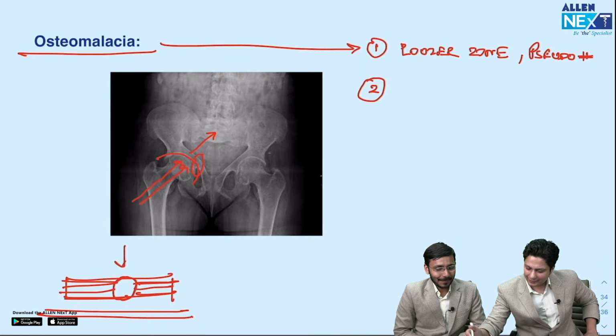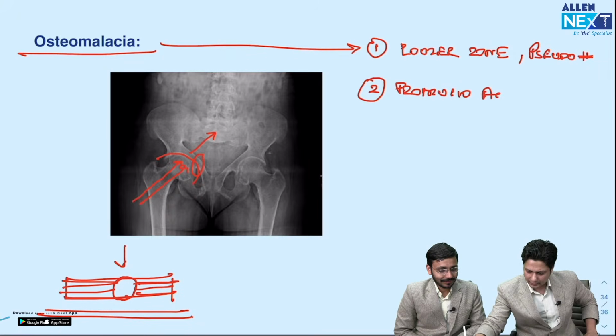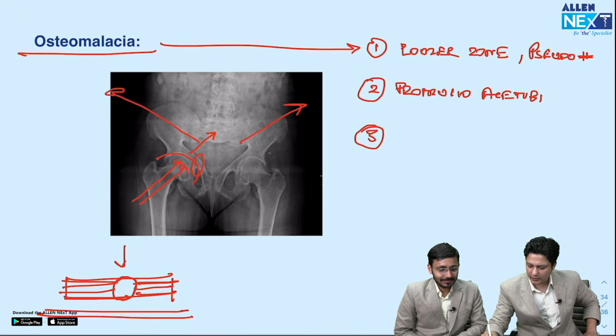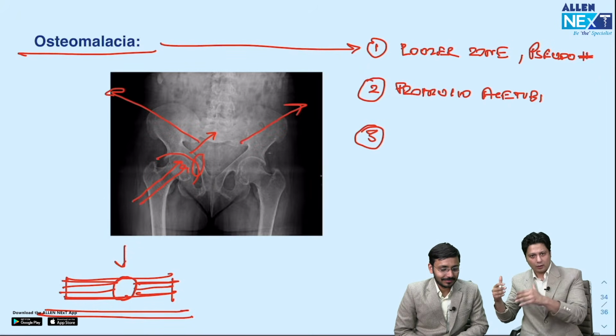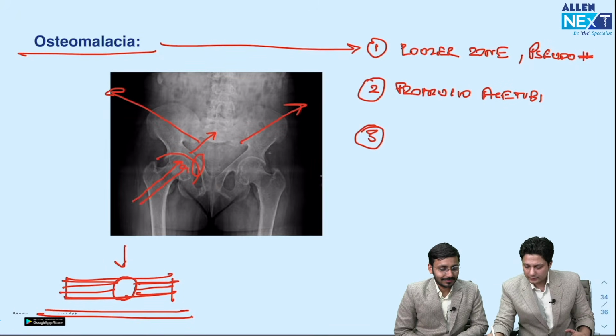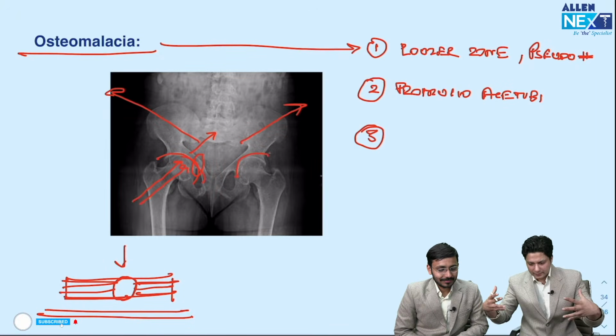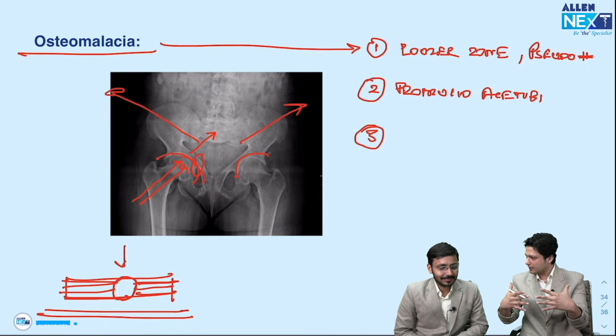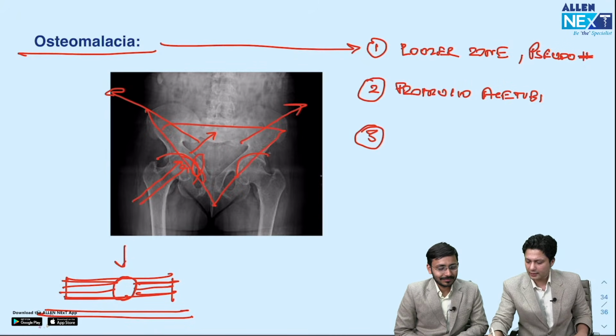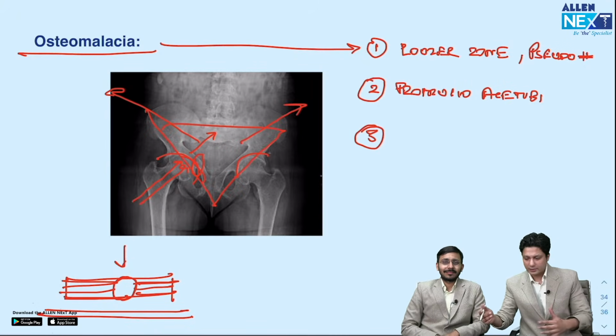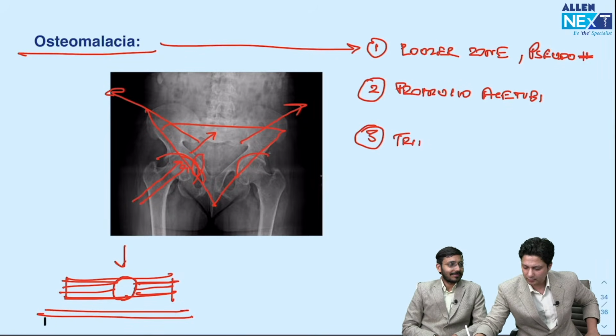The second one is protrusio acetabuli, as we have just discussed, where the acetabuli protrude inside. The third one is the triradiate kind of pelvis. You see the inlet and the outlet. The outlet is associated with the acetabuli, and because both acetabuli are progressing medially, there will be a triangular appearance of the pelvis. That is the reason it is also called triradiate pelvis.